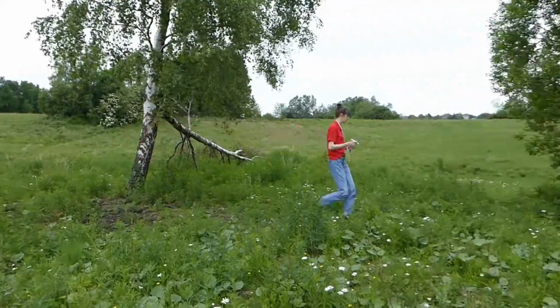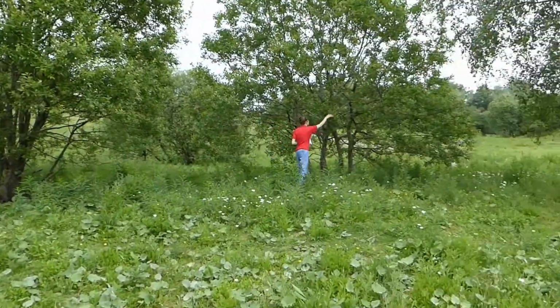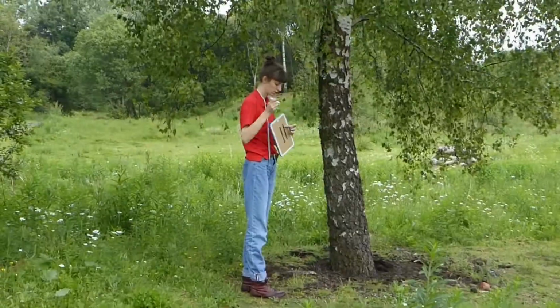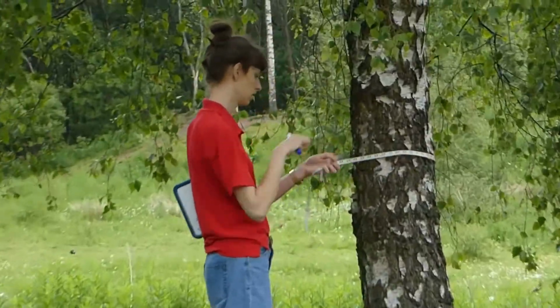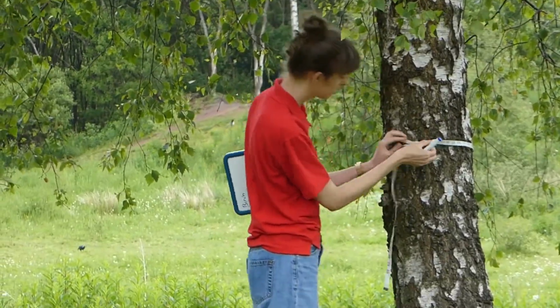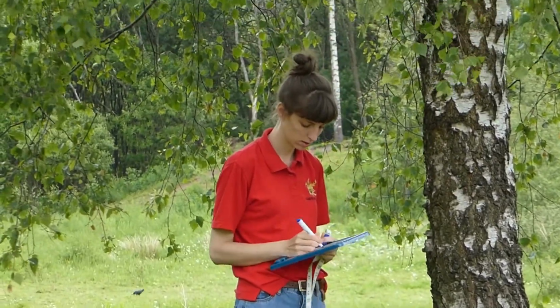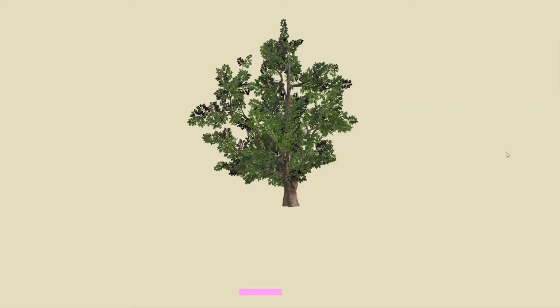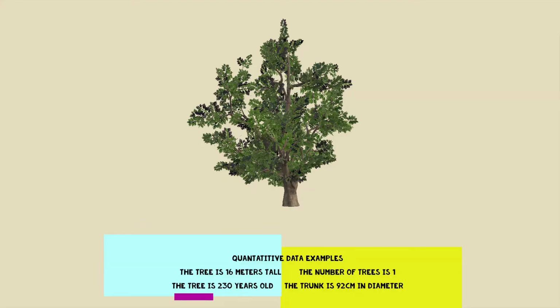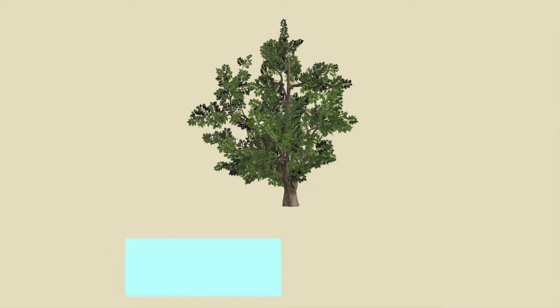Data can take on two forms, descriptive or numerical. Numerical data is information about a subject in the form of numbers. Data based on numbers is called quantitative data. So a piece of quantitative data about this tree might be that it's 92 centimetres in diameter. A good way to remember this is that the word quantitative comes from the Latin word for having quantity. So if you have a measurable quantity of something, then it is likely to be quantitative data.